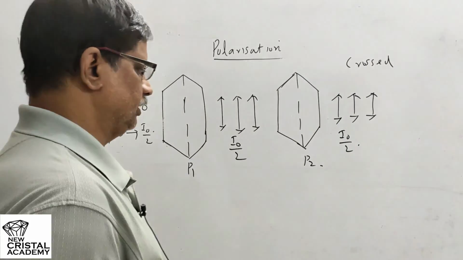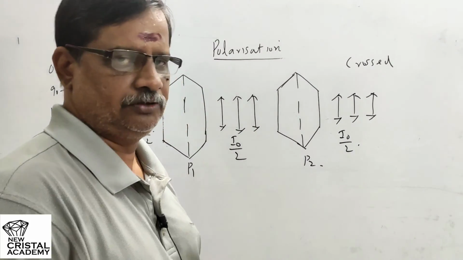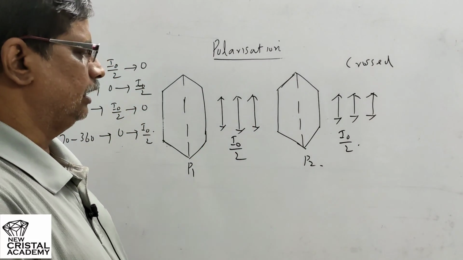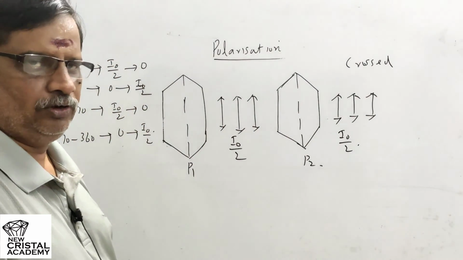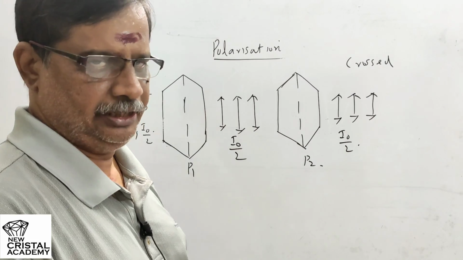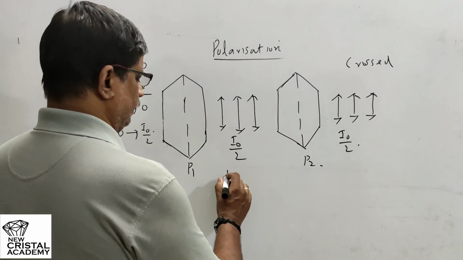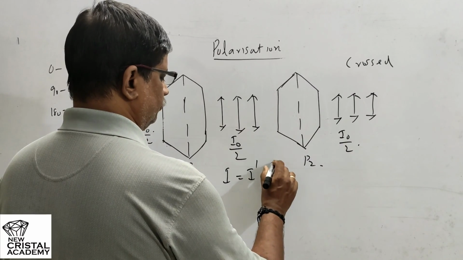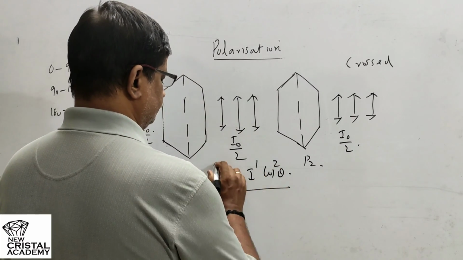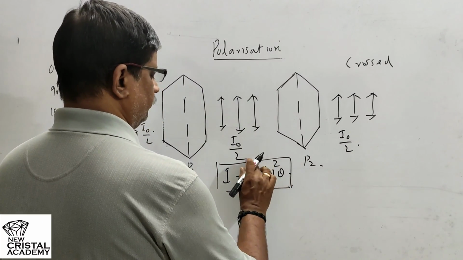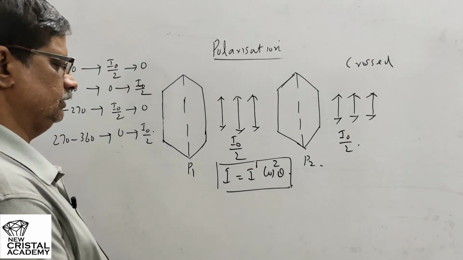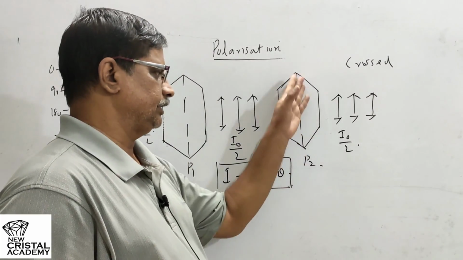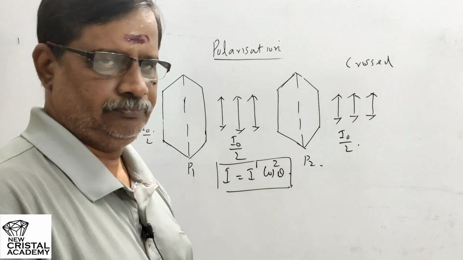Now suppose we must have a general expression for this. Suppose I rotate the analyzer through an angle theta, then how will the intensity of the transmitted light vary? Then the formula for that is I equal to I dash cos square theta, and this is called Malus law. Here I dash is the intensity of the light that had fallen on the analyzer.